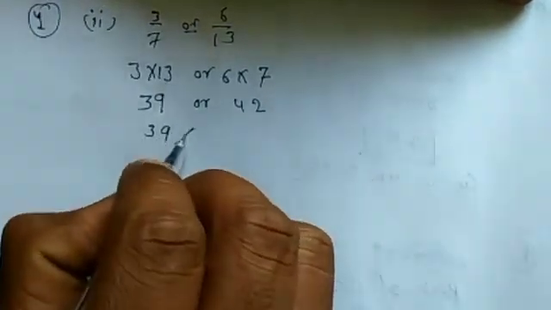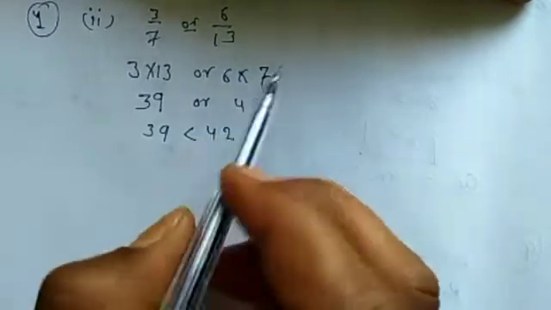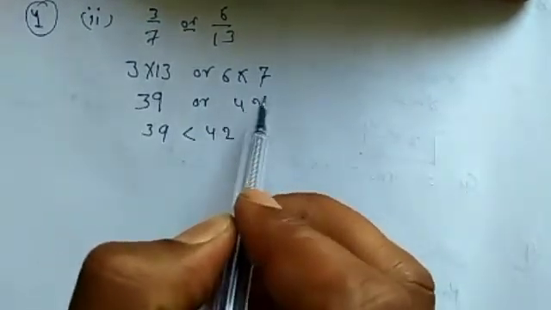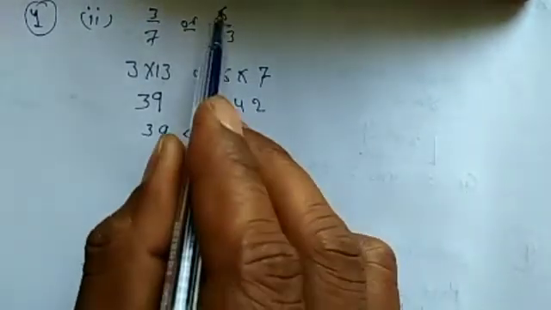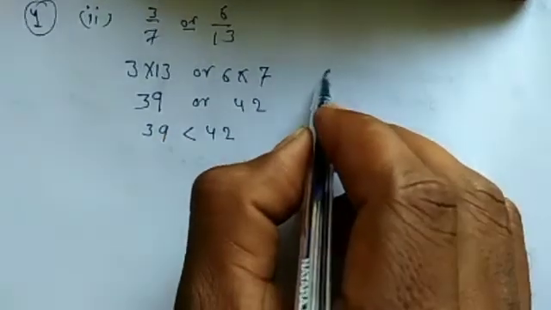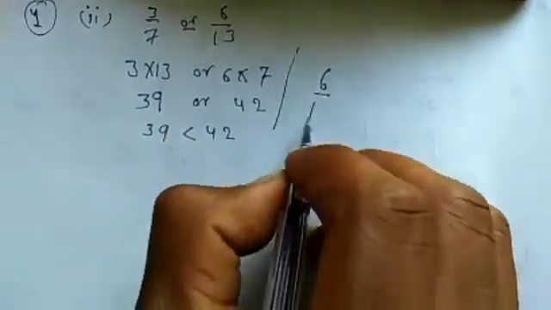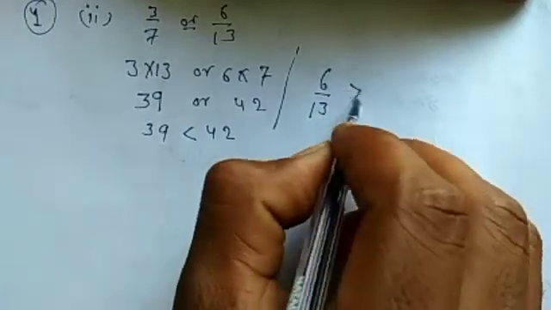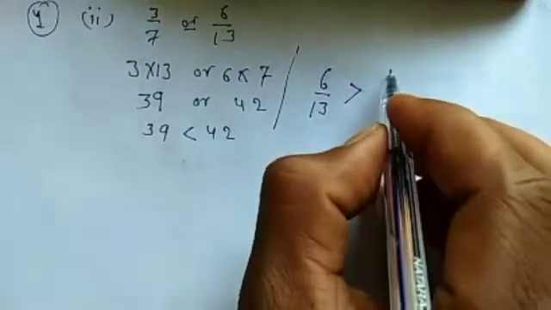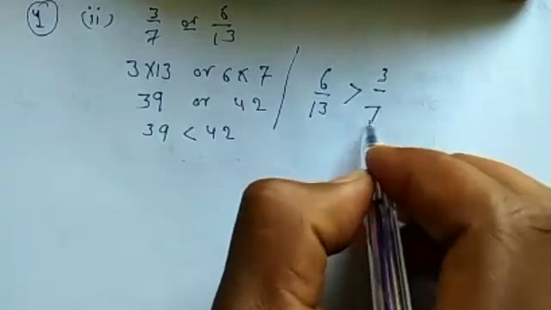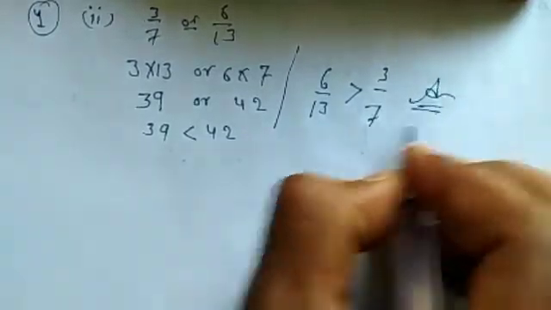So here 39 is less than 42. It means in this product of 42, which was the numerator 6, it means 6 upon 13 is greater than 3 upon 7. This is the answer only.